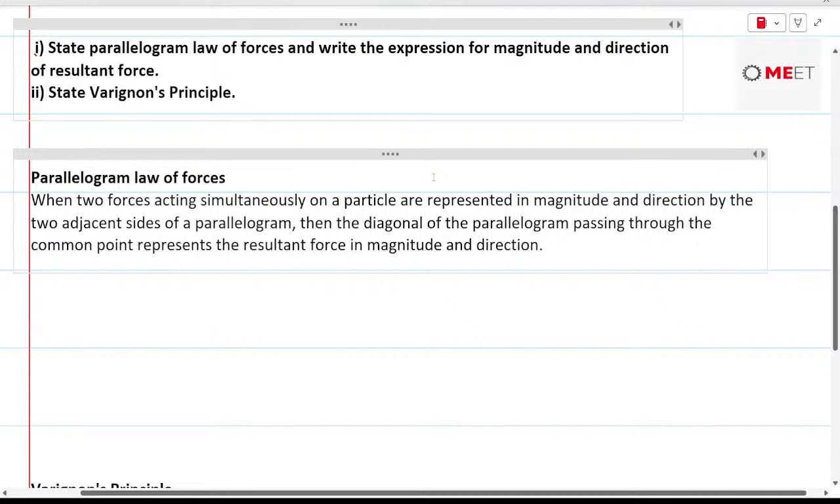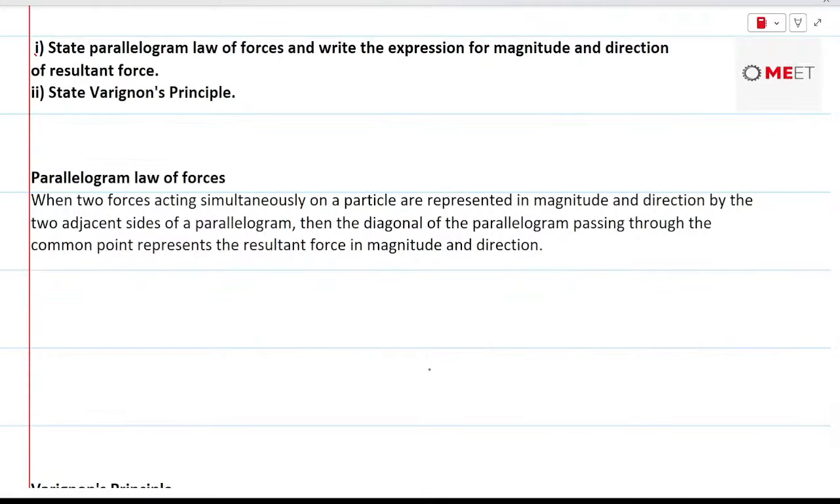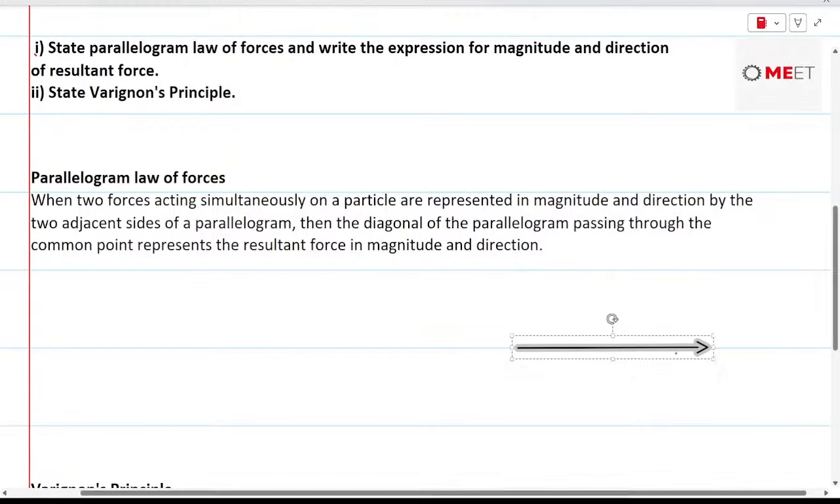State the parallelogram law of forces and write the expression for the magnitude and direction of the resultant force. And the second one is, state Varignon's principle. So for the first question, if we observe, two forces acting simultaneously on a particle are represented in magnitude and direction as adjacent sides of the parallelogram.